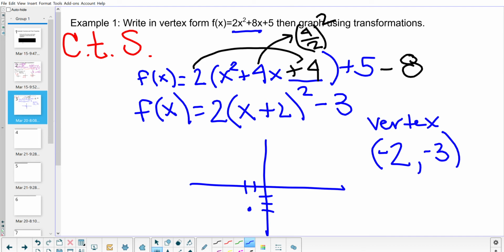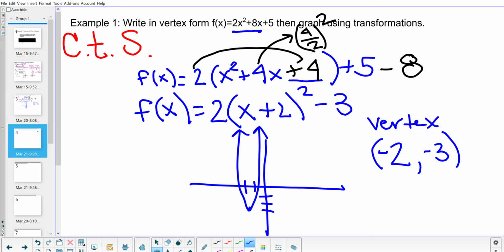So I'm going to put my vertex at -2, -3. It's going to open upward because this is positive, and I'm going to try to make it look a little skinnier. That's a stretch. Make it look a little skinnier than the actual parent function.